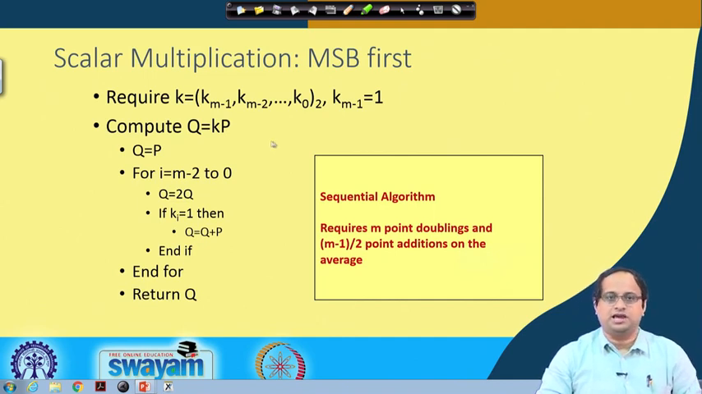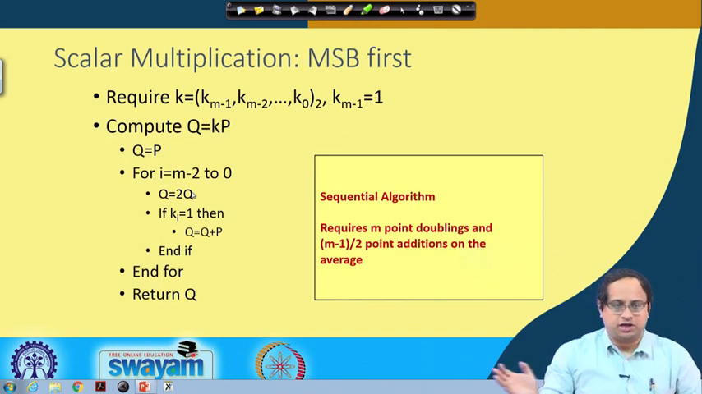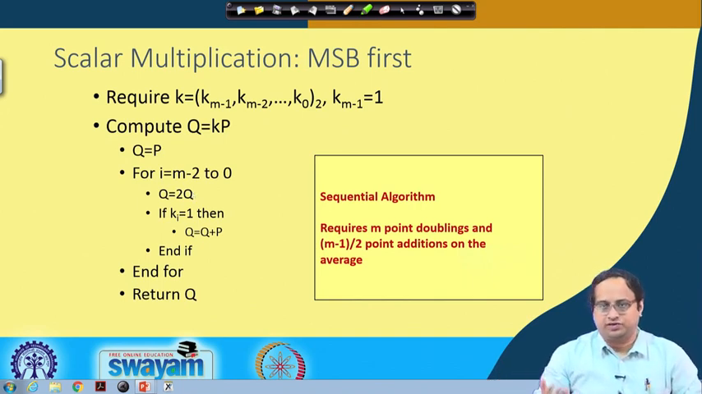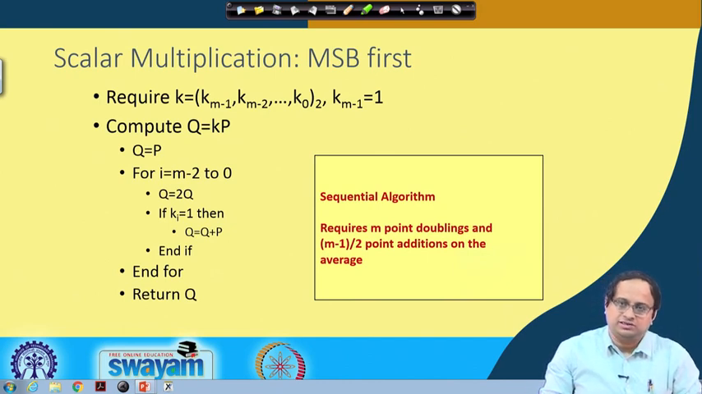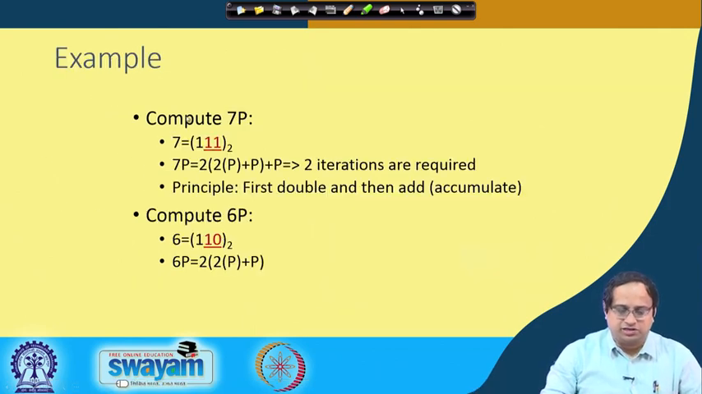You are not doing m additions, but probably (m minus 1) by 2 point additions, on average. Sometimes, if it is all 1, then you have to add always, and likewise if it is all 0, then you have to add even less, but on average you should do about half the number of additions. So this algorithm is correct, you can easily verify this.